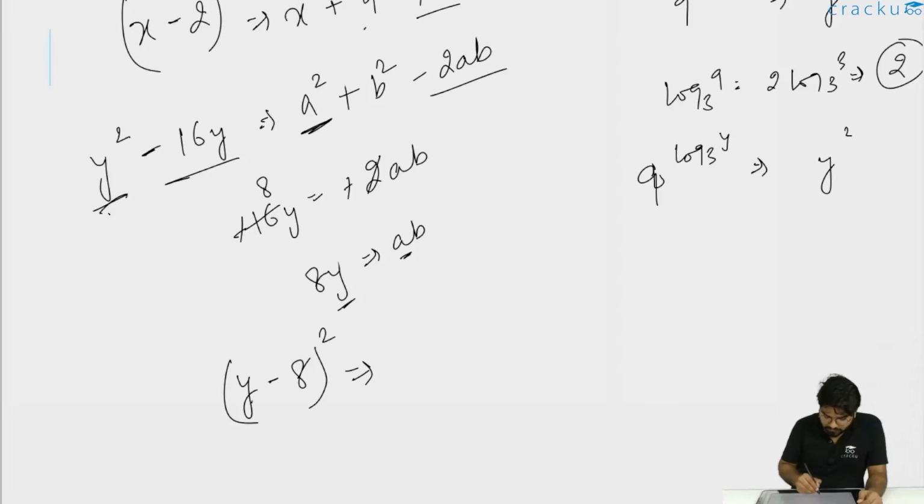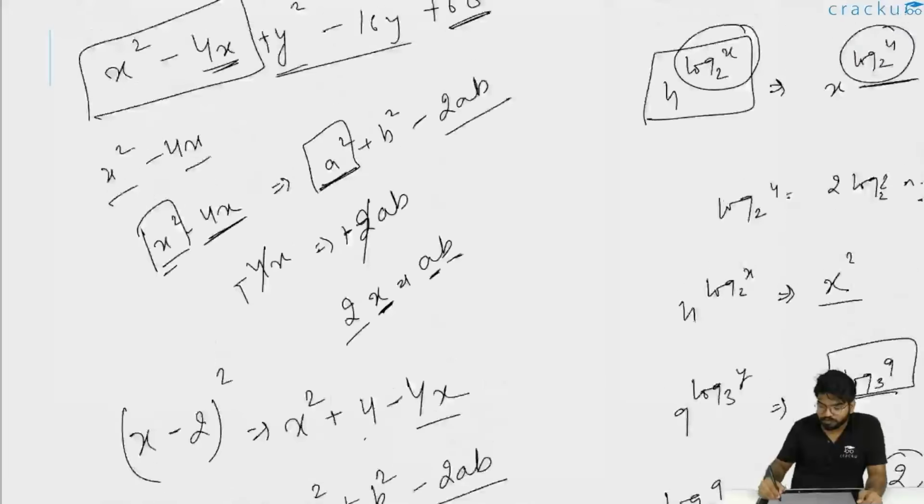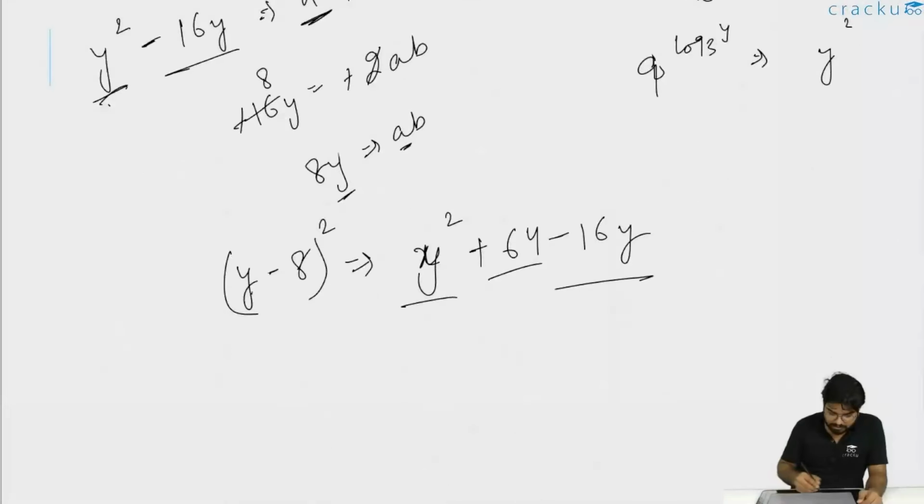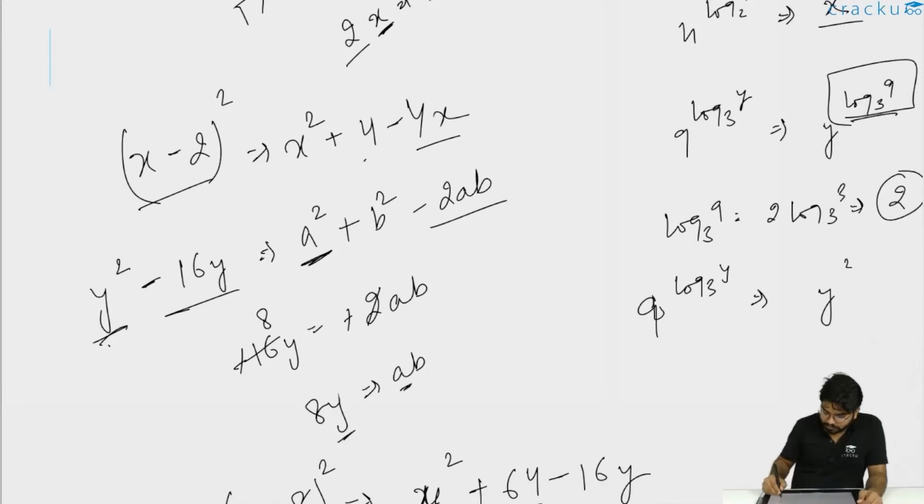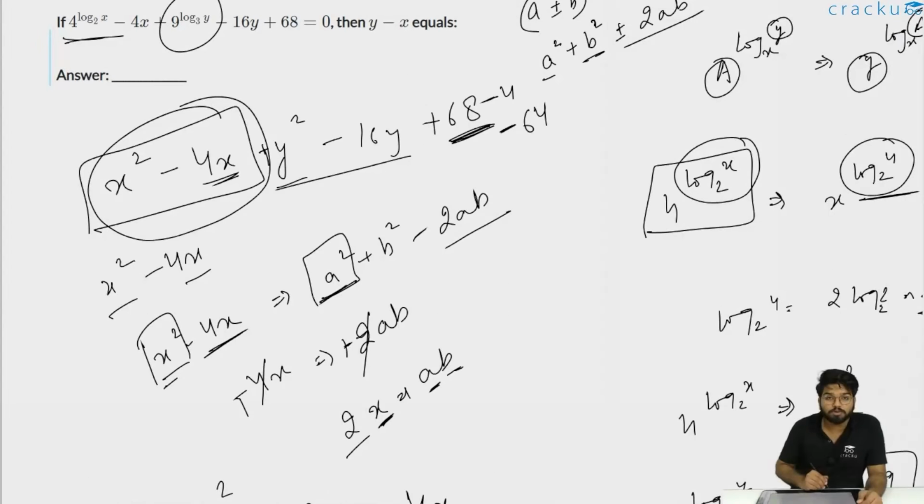If we open this, we will get y square plus 64 minus 16y. We have this value, but we don't have plus 64. If we have taken plus 64, we can reduce the same value from the constant term, that is minus 64. This way, this whole term can be written as x minus 2 whole square plus y minus 8 whole square. This is equal to what? We have the constant term 68 minus 4 minus 64. This will be 0 only.